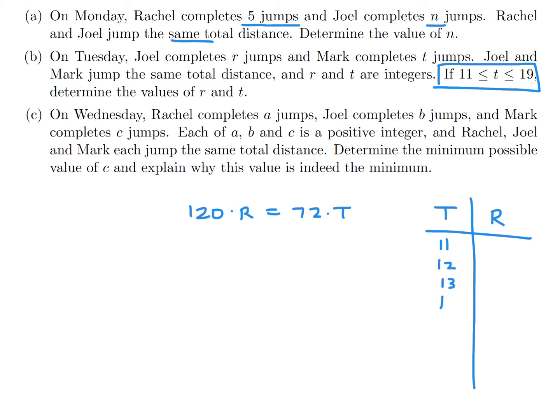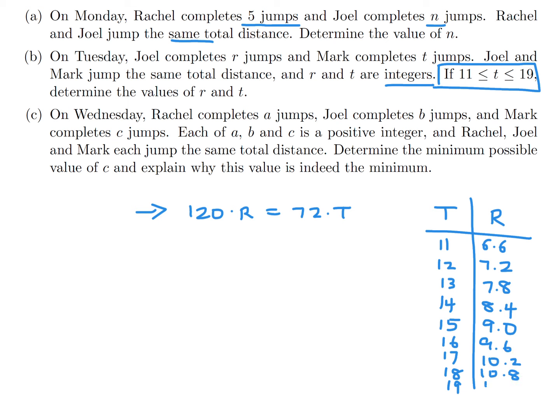11, 12, 13, 14, 15, 16, 17, 18, 19. Each of these values of T, just plug it in and we will get some value of R. We are obviously looking for values that are both integers. When you do, this is 6.6, 7.2, 7.8, 8.4, 9.0, 9.6. As you can see, it goes up by 0.6 every time, 10.8, and then finally 11.4. So the only integer solution was that one, where T is 15 and R is 9.